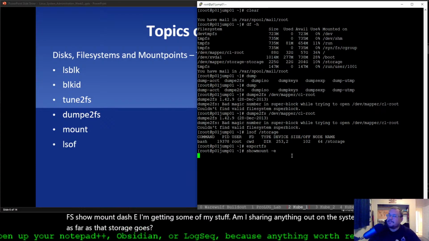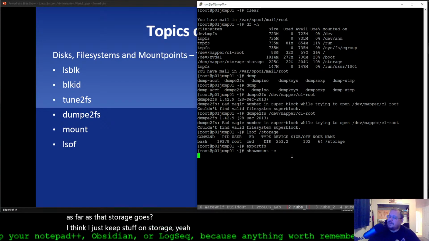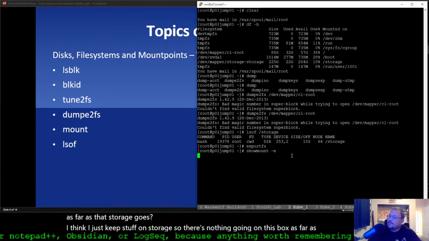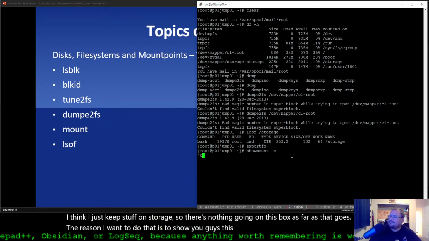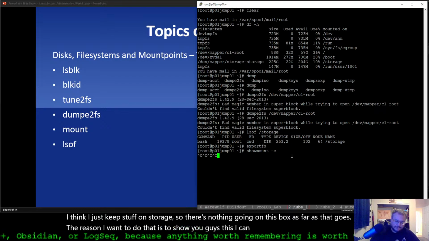I think I just keep stuff on storage. Yeah. So there's nothing going on this box as far as that goes. The reason I want to do that is to show you guys this. I can do my poor server.